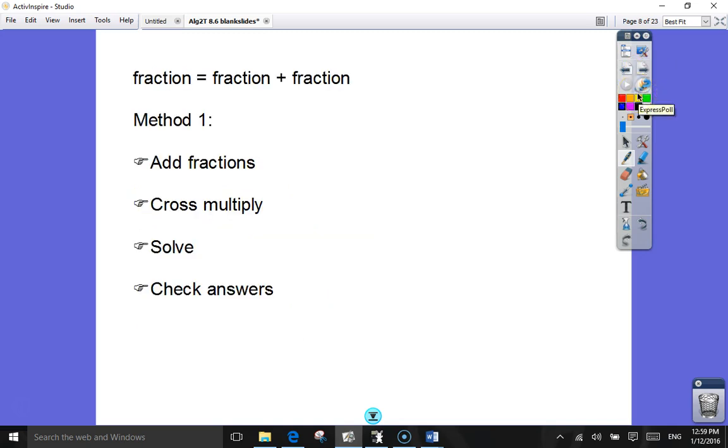Okay. If you have more than one term on one side of the equal sign, then you're not going to be able to cross multiply right away. But what you can do is add the two terms that are on the same side, like we did in the homework last night. And then you will have one fraction equals one fraction, so you can cross multiply.